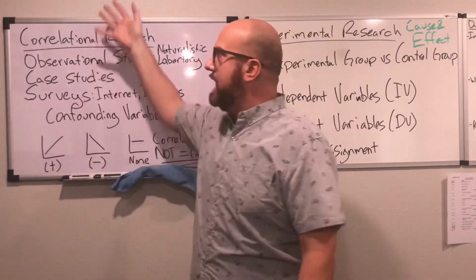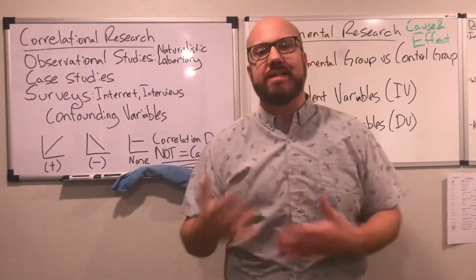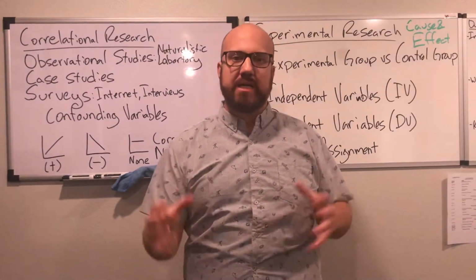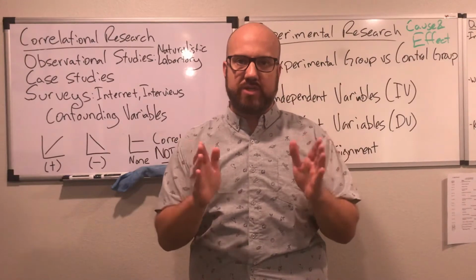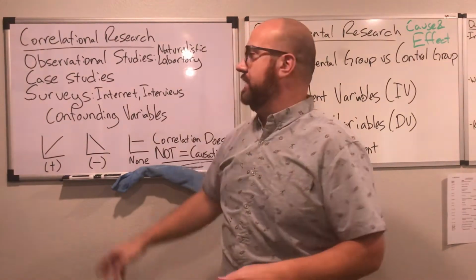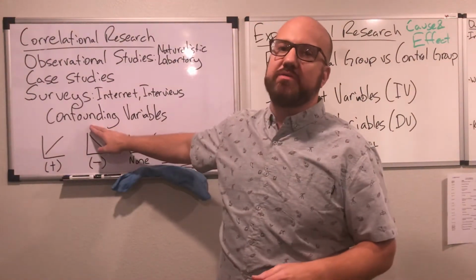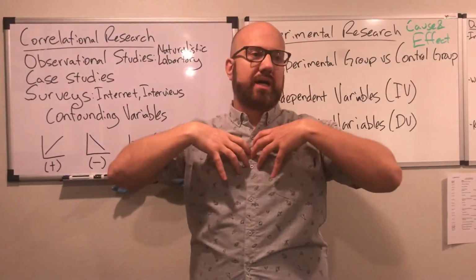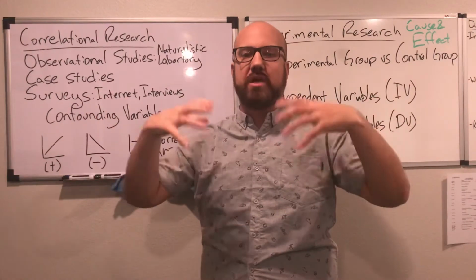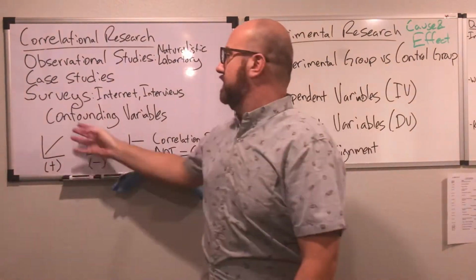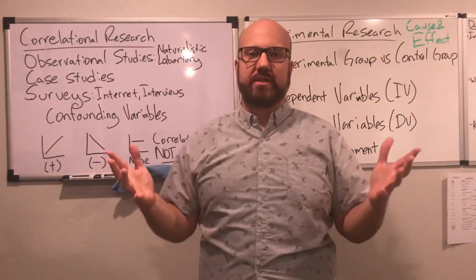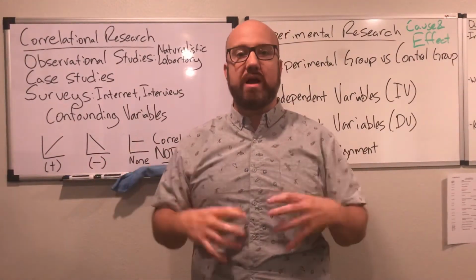Now, the reason why correlational research doesn't create a cause and effect relationship, it only shows us the relationship that's occurring, all right, is confounding variables. So remember, a variable is any value or anything that we are measuring or anything we're examining, okay? Confounding is that it is out of our control. We do not control for certain variables, right?